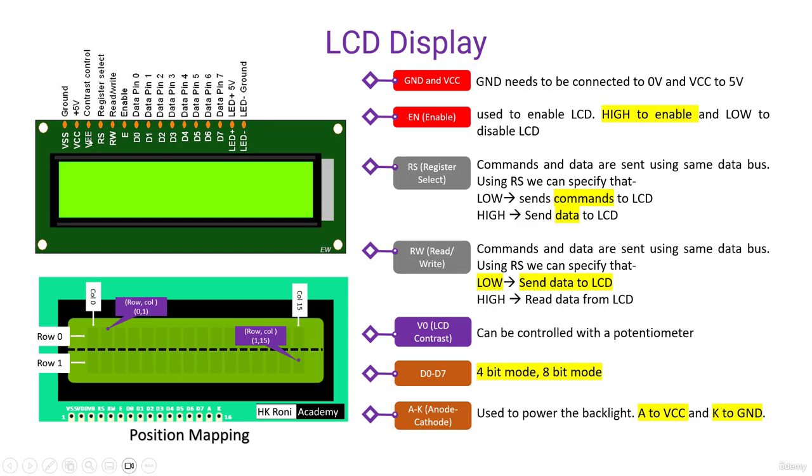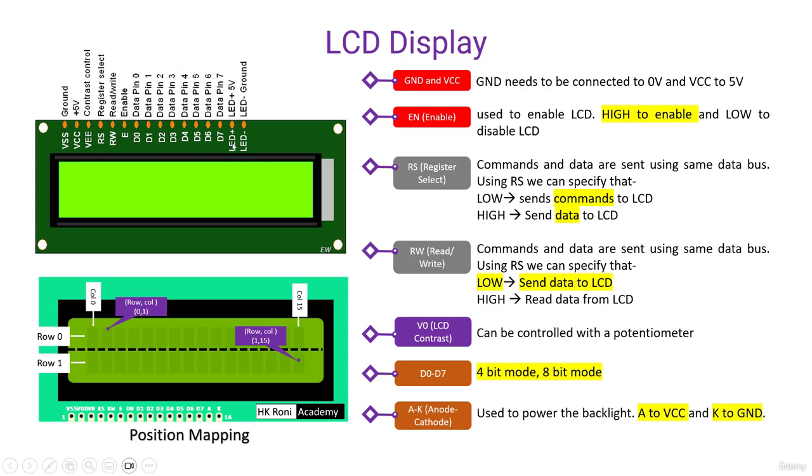On this pin we can add a potentiometer as a voltage divider to control the contrast of the display on the LCD. Now for data transmission, we have 8-bit pins D0 to D7. Here you can see D0, D1, D2 up to D7. So these 8-bit pins are used for data transmission.